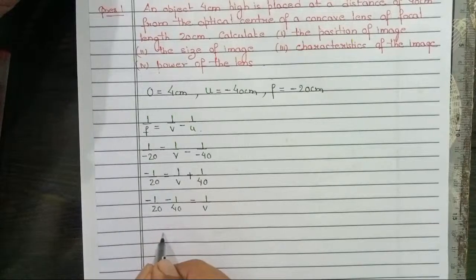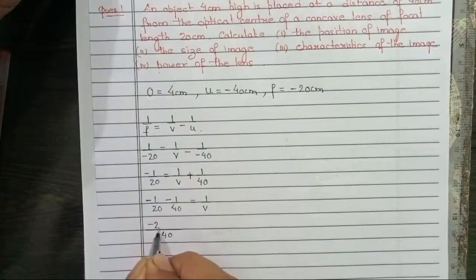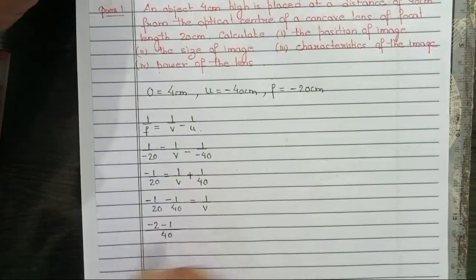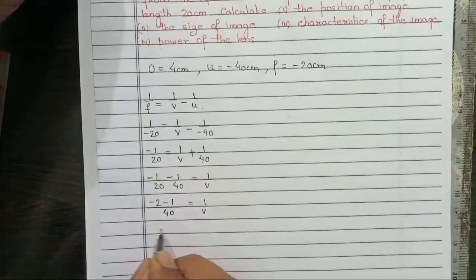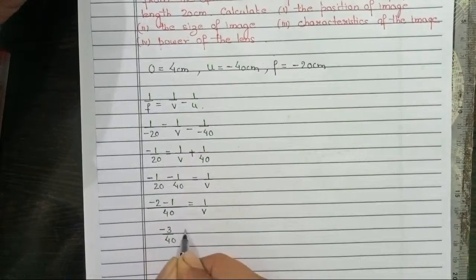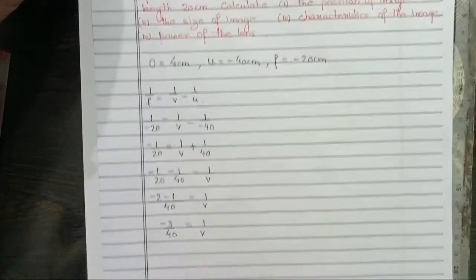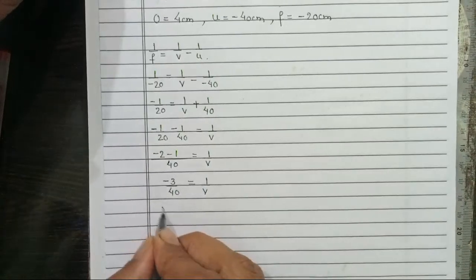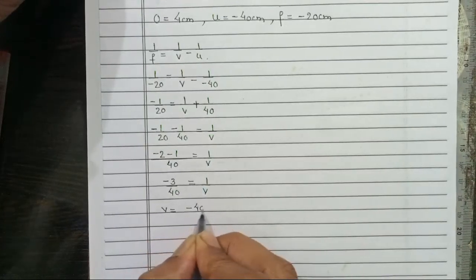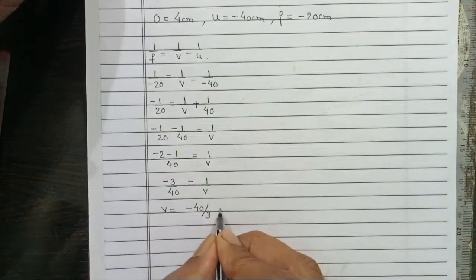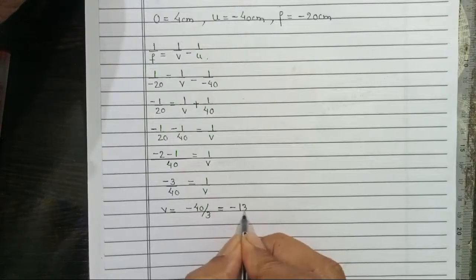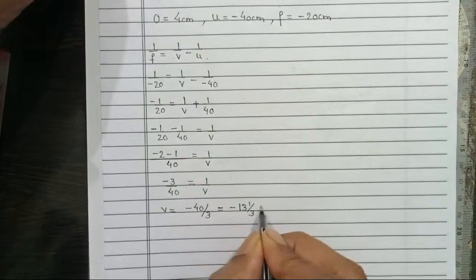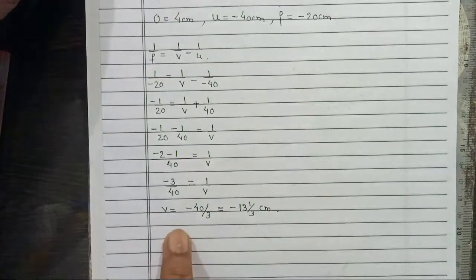So taking the LCM over here, LCM will be 40. So this will give you minus 2 and then minus 1. So 1 upon v, we are getting minus 3 upon 40. So solving here, you will be getting value for v as minus 40 by 3. So that can be written as negative 13 whole number 1 by 3 centimeter. So this we have got v.